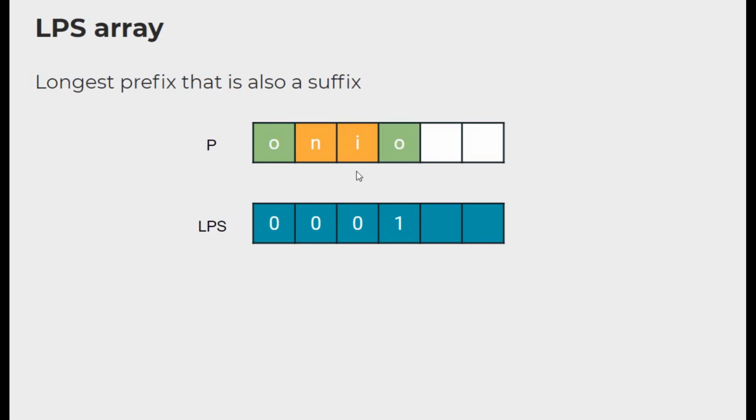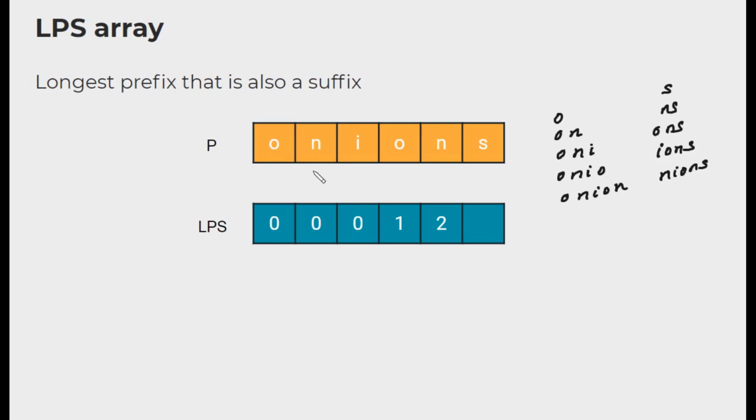Now when we consider the first 4 characters, O is a prefix and it is also a suffix. That is the longest prefix that we can find that is also a suffix. So here we compute 1. Taking the first 5 characters, ON is a prefix and it is also a suffix, the longest possible prefix and suffix. So we have 2 here. Now considering the entire pattern, again there is no prefix that is also a suffix.